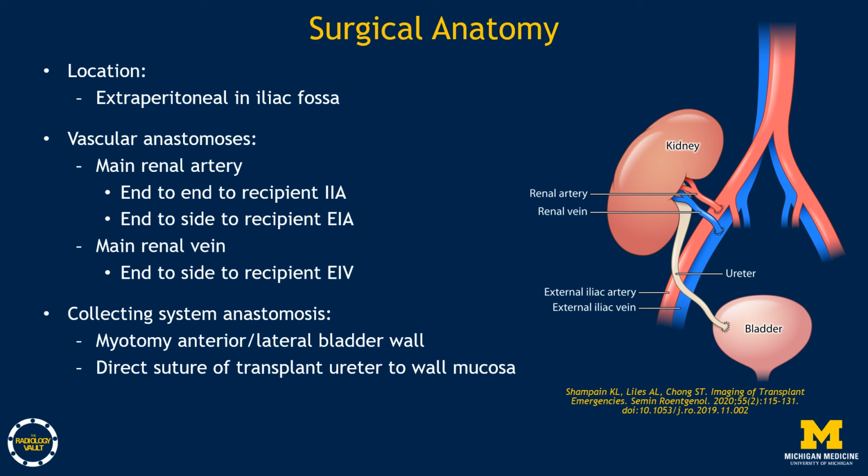The collecting system anastomosis is typically performed by making a myotomy in the anterior or lateral bladder wall and directly suturing the transplant ureter to the wall mucosa.